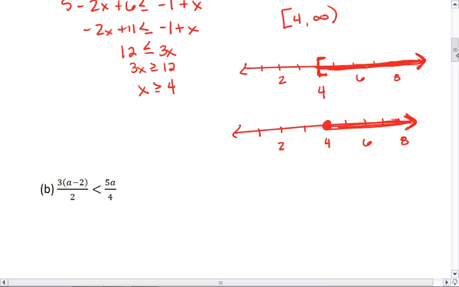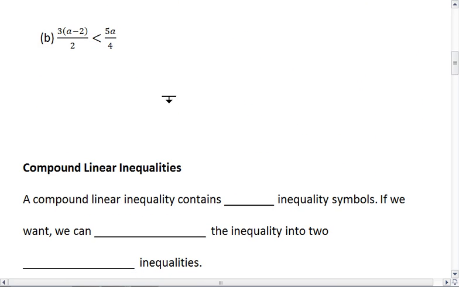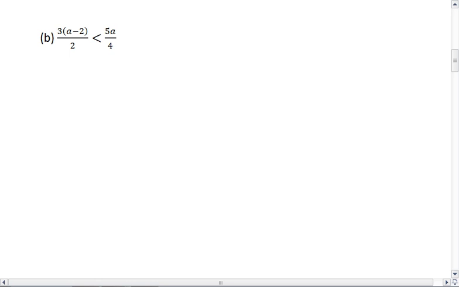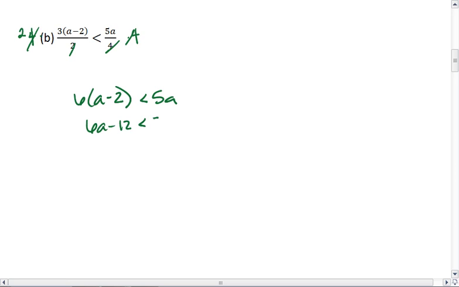Well, let's look at example B. To get rid of my denominators, I'm going to multiply both sides by 4. On the left, it reduces with 2, and on the right side, it cancels out. So I'm left with 2 times 3 is 6, times the quantity a minus 2 is less than 5a. Distribute, I get 6a minus 12 is less than 5a. I'm going to subtract 5a from both sides and add 12 to both sides, so I get a is less than 12.